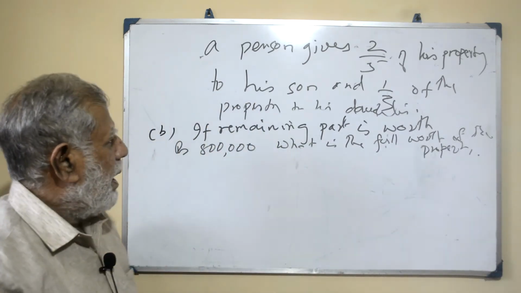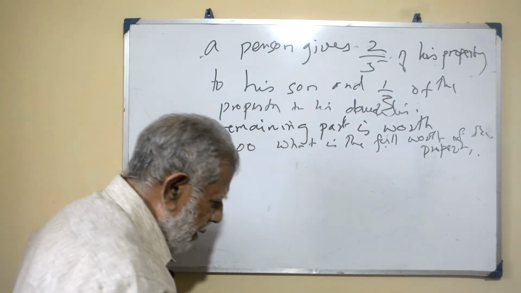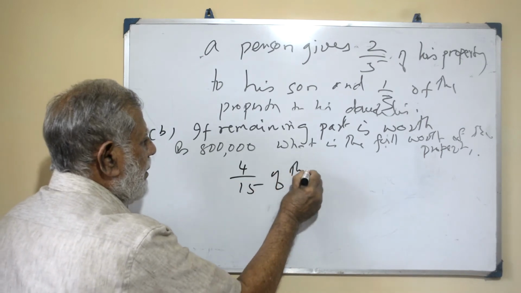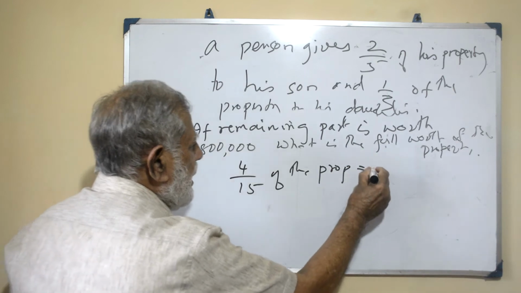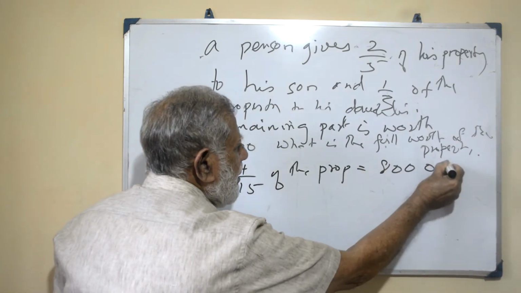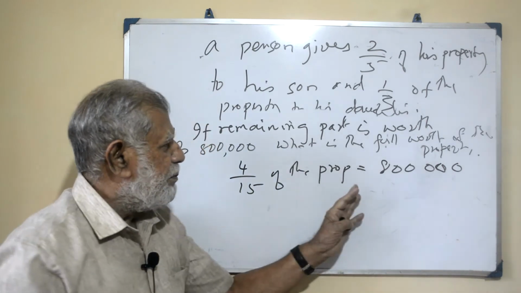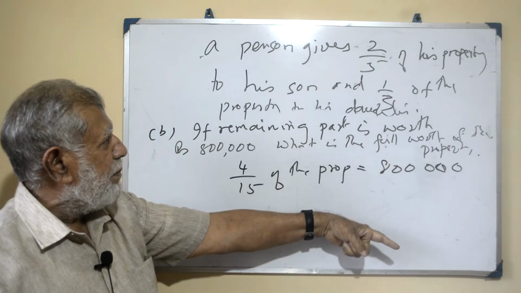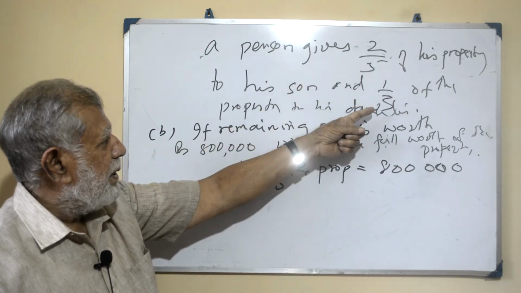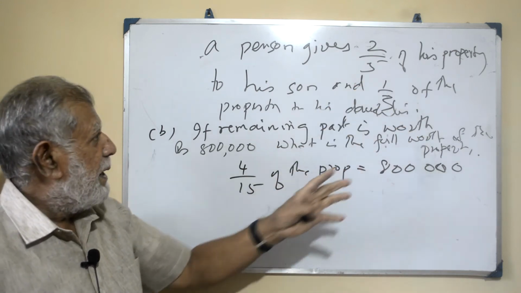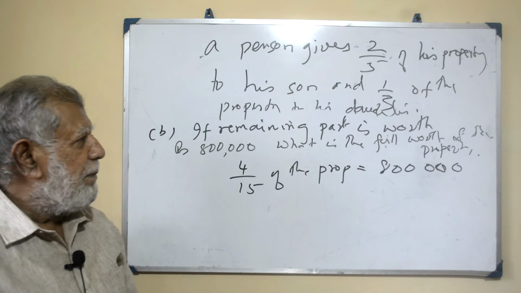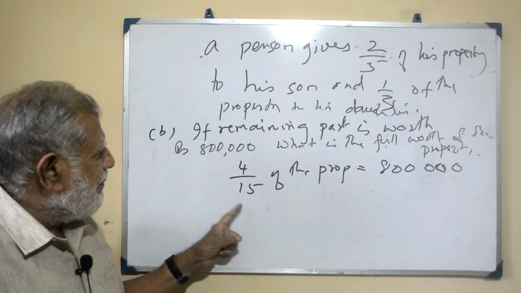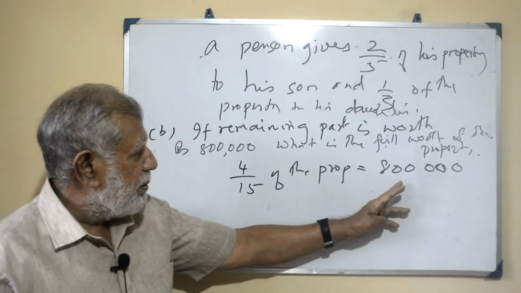So now, the remaining part, 4/15 of the property, equals 800,000 rupees. This statement you must understand very clearly. How did we find the remaining part? We added 2/5 and 1/3, and it came to 11/15. That is for the son and the daughter. So the remaining part is 4/15. Now the remaining part is worth 800,000 rupees. So 4/15 of the property, this fraction, is equal to 800,000 rupees.